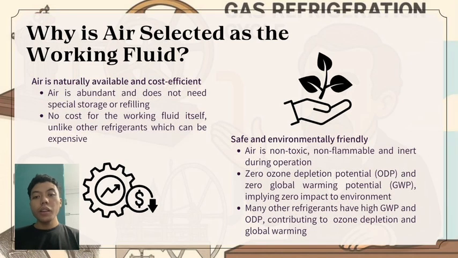Next, air is safe and environmentally friendly. Air is non-toxic, non-flammable and inert in operation. Air has zero ozone depletion potential, ODP, and zero global warming potential, GWP, which means zero impact on the environment. Many other refrigerants have high GWP and ODP, which can contribute to ozone depletion and global warming.